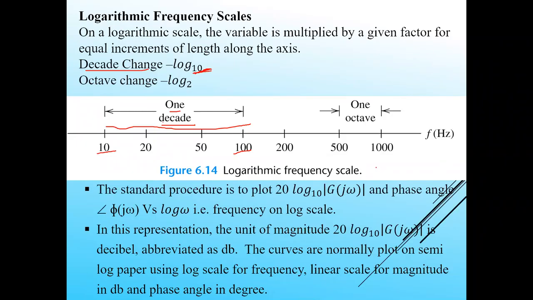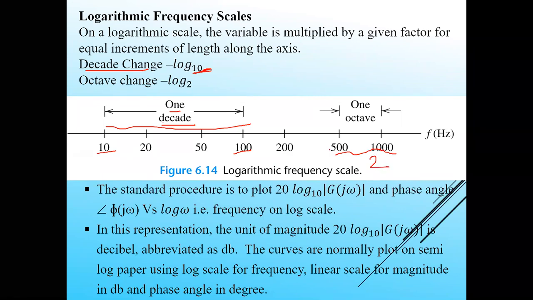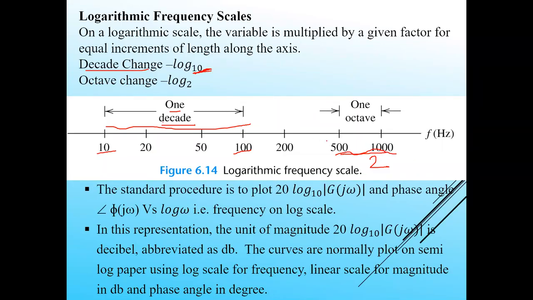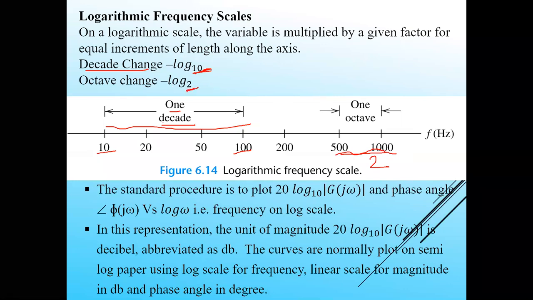Now octave change is change in the scale with 2's ratio. Octave म्हणजे 1000 डिवायडेड बाय 500, म्हणजे स्केल कितीनी चेंज झाले, 2नी चेंज झाले. सो octave change is of ratio 2. That's why octave change is defined or denoted by log to the base 2. So there are two scales but generally we are using decade change.